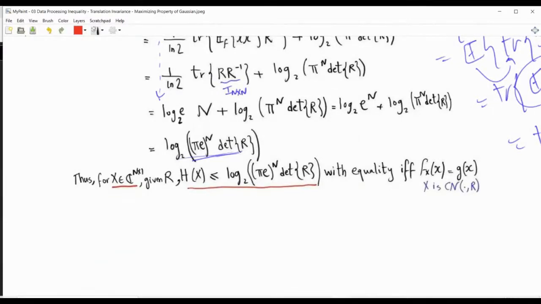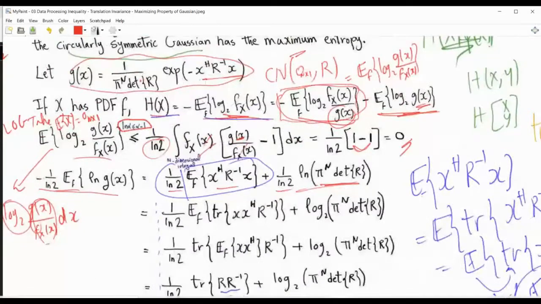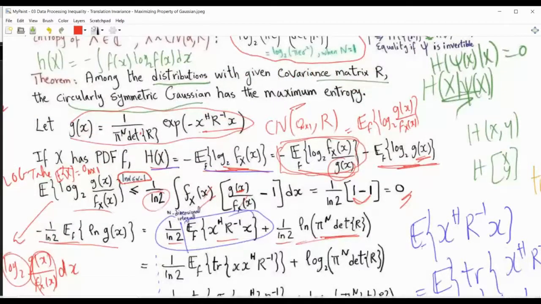So we have an upper bound. The nice thing is that this upper bound was achieved by using just one inequality. We haven't used anything else. One inequality, ln alpha less than or equal to alpha minus 1, and it's achieved with equality if and only if alpha is 1, which in our case means that g is equal to f, or more accurately, f is equal to the given g. So if you have an n-dimensional complex valued random vector with a given covariance, and you ask what is the distribution that has the maximum entropy, it is Gaussian.